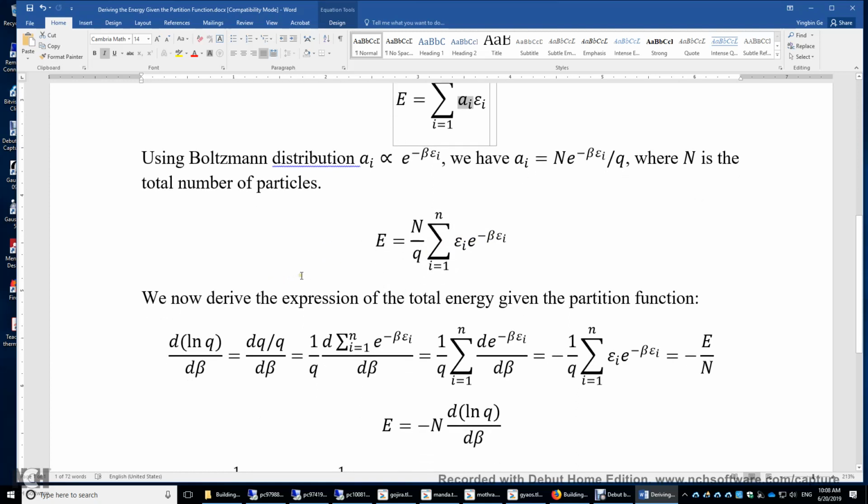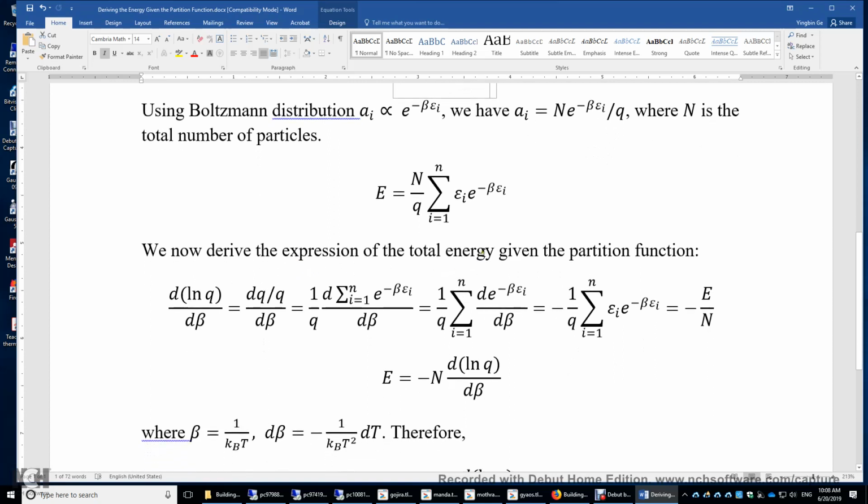We now derive the expression of the total energy given the partition function indirectly. So we first evaluate the first derivative of the natural logarithm of Q with respect to beta. d ln(Q) is dQ over Q. This is because the first derivative of ln(Q) with respect to Q is 1 over Q. And then we have just dQ over d beta here, and then divided by Q.